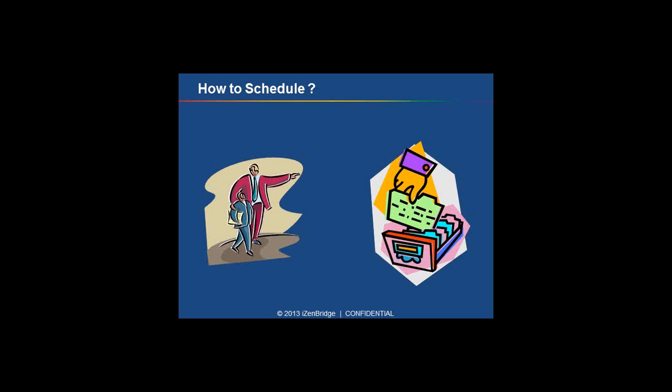The first one is push-based scheduling, where we are telling our workforce what they have to work on. The second one is pull-based scheduling, where a workforce is picking the work as and when they have capacity available.